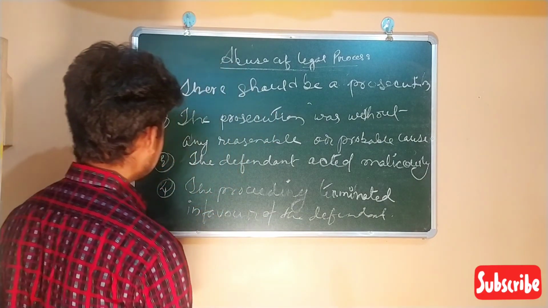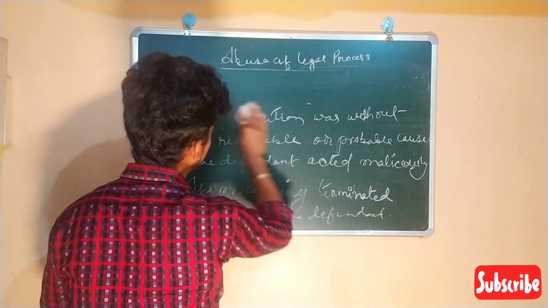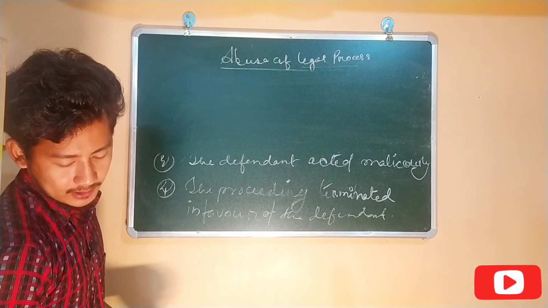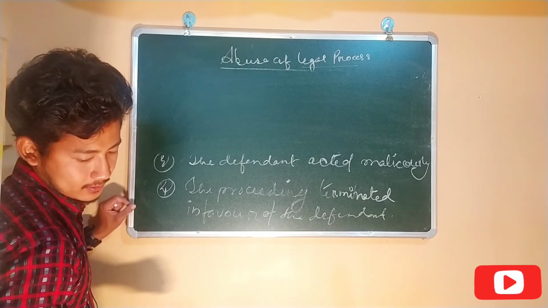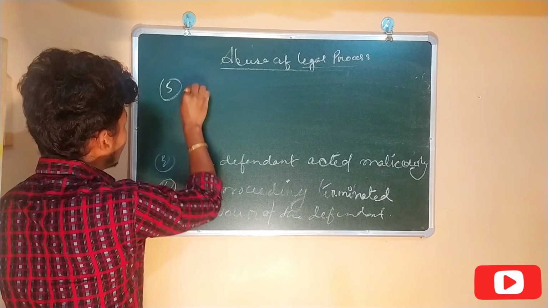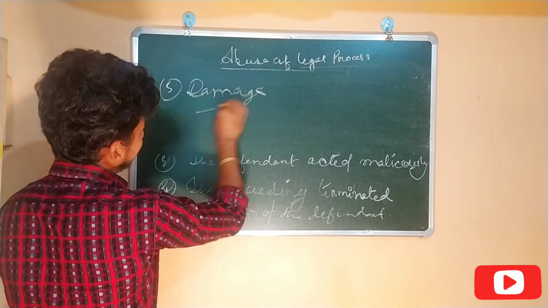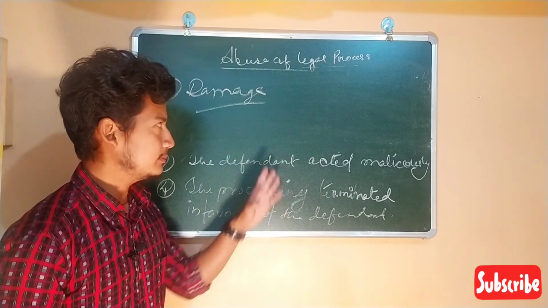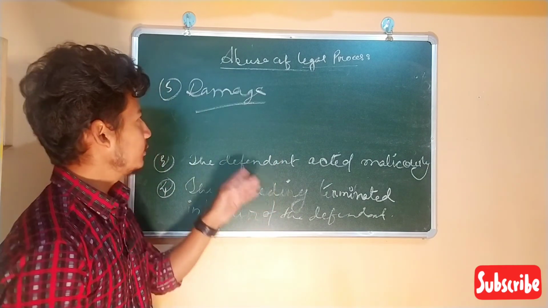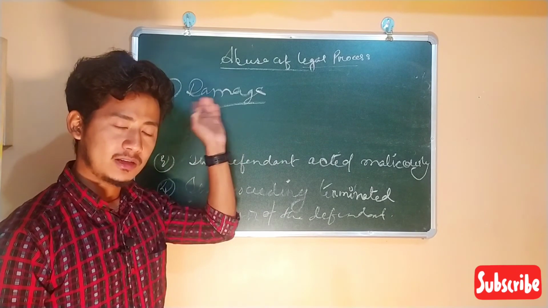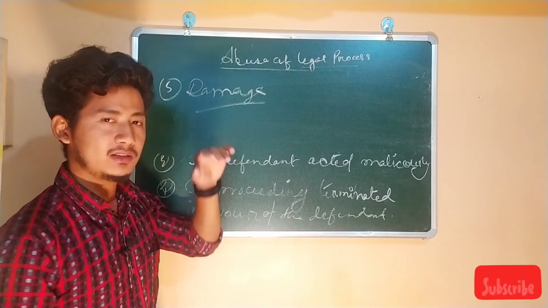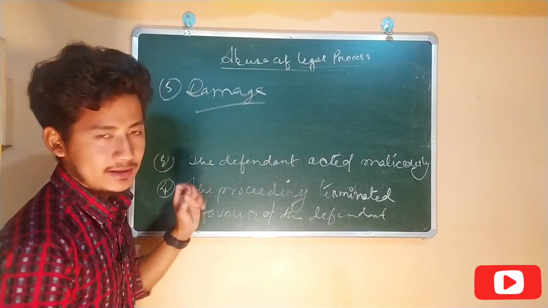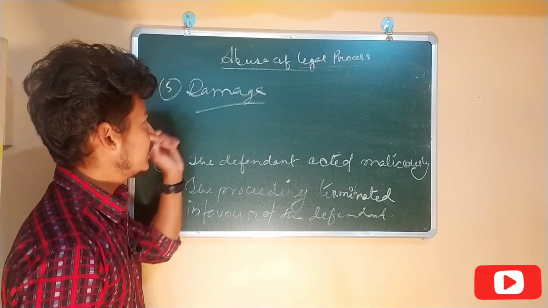Now number five, the last essential, is the damage. So due to that activity, whatever has been put forward, due to the legal prosecution against the defendant, that must result in damage on the part of the defendant. So if the defendant does not suffer any damage out of that, it will not be called abuse of legal process. Okay, so these five essentials should be there in order to constitute abuse of legal process.